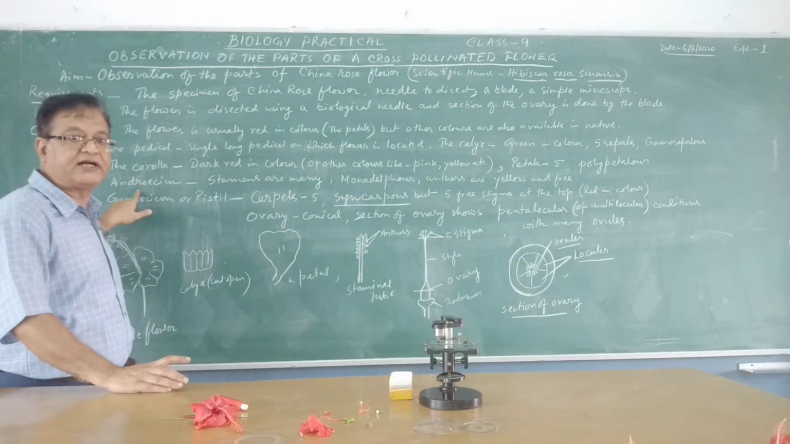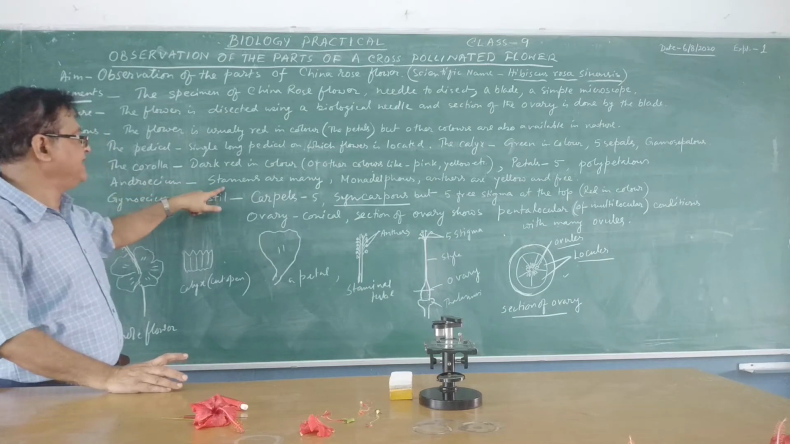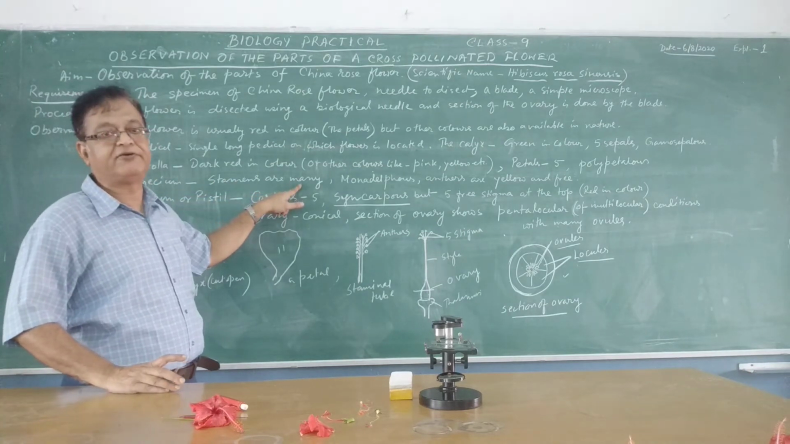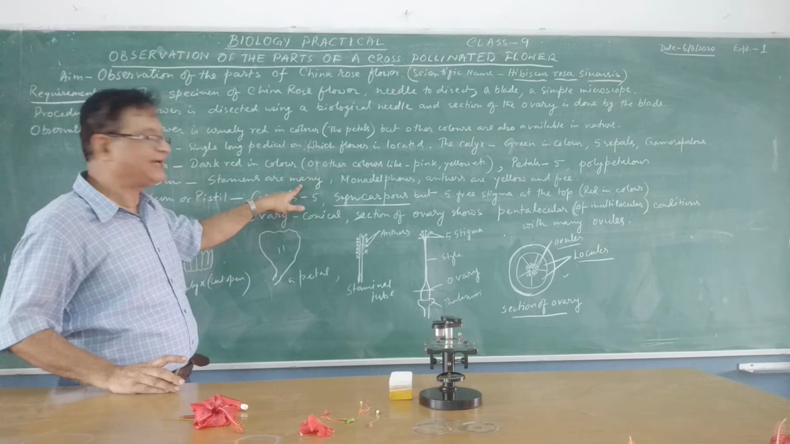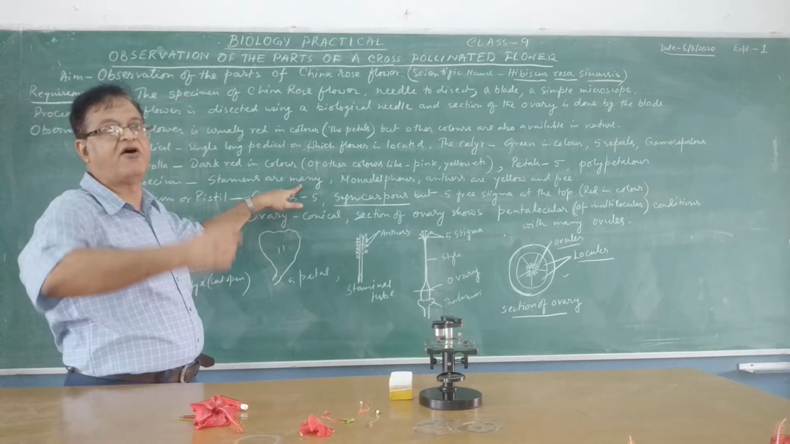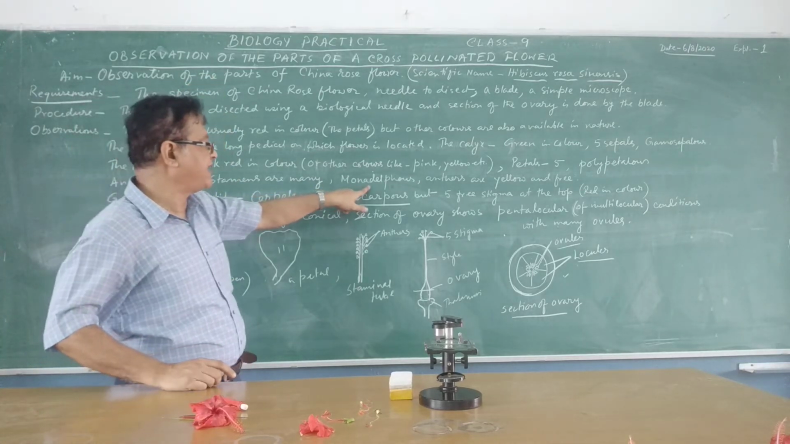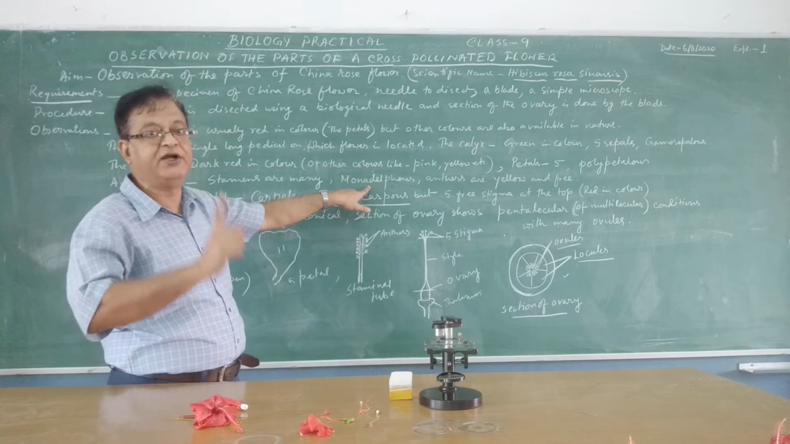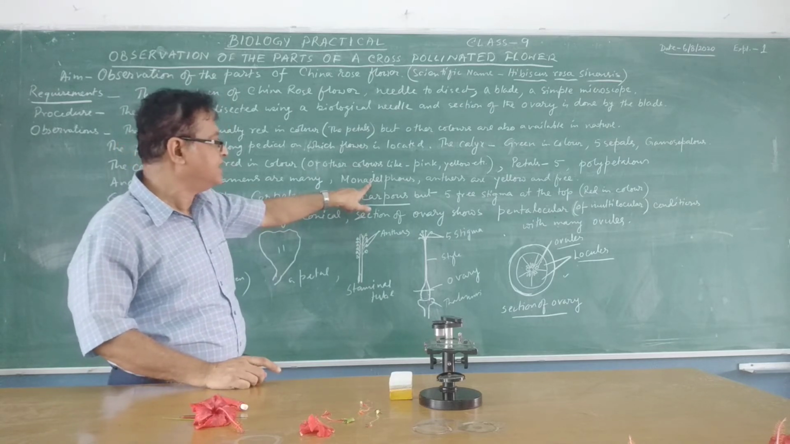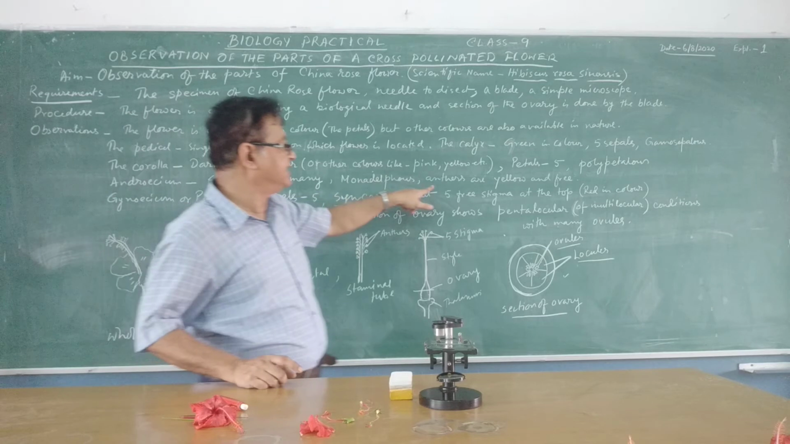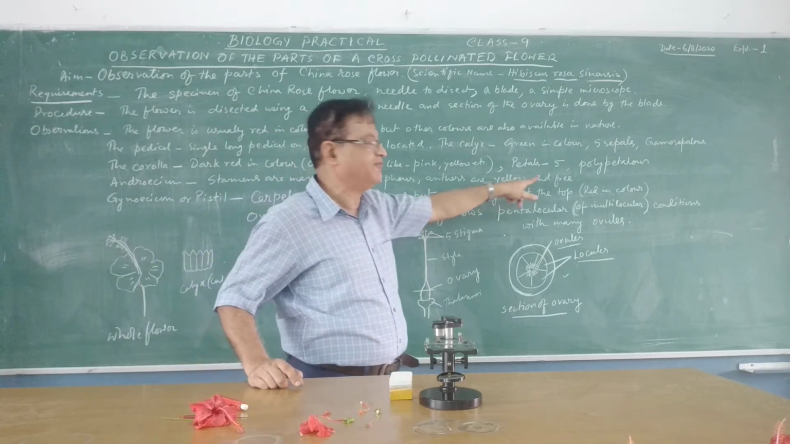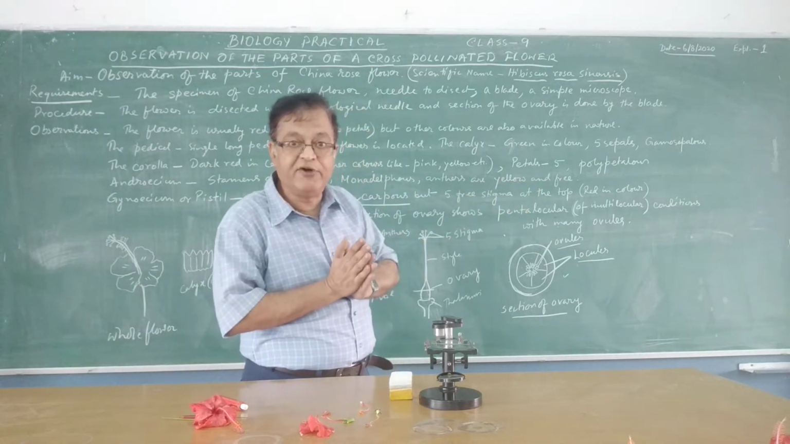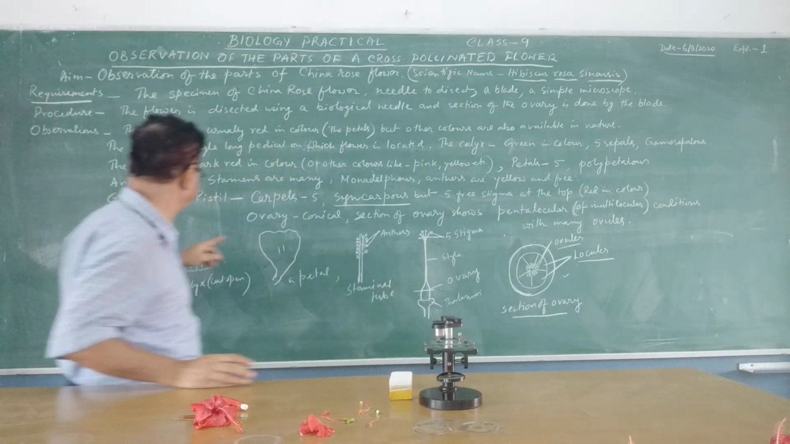Androecium, the male reproductive organ. Stamens are many, uncountable, you cannot count the number. But the filaments are united to form a staminal tube. That is why it is called a single staminal tube, monadelphous condition. Anthers are yellow in color and free. Filaments are united but anthers are free.